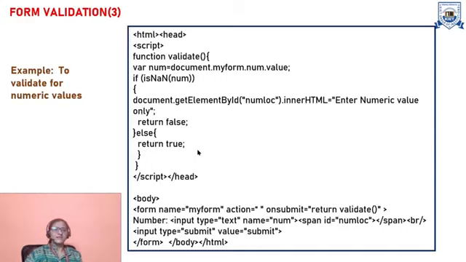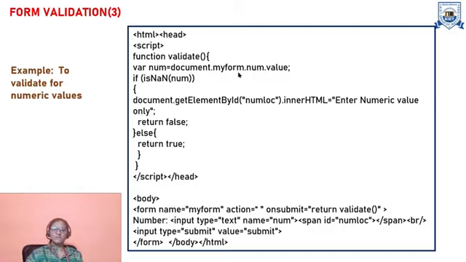Next one is the simple way to validate for numerical values. Here my form's name is myform, and on submit, when we submit all the elements by clicking the submit button, it will call this validate function. What is the validate function doing?